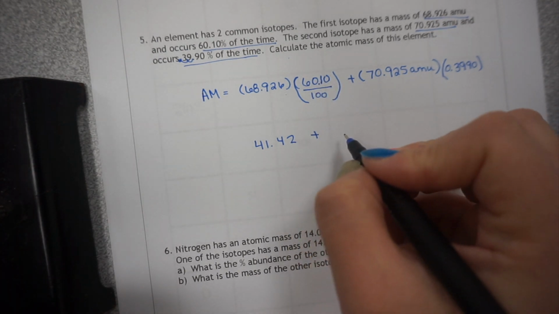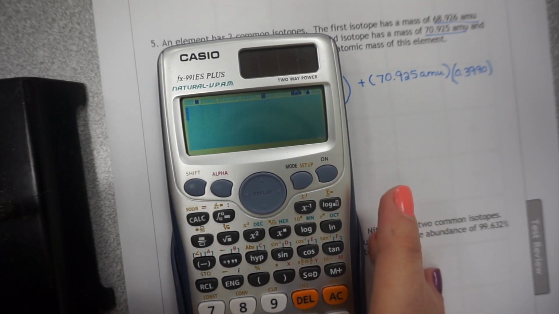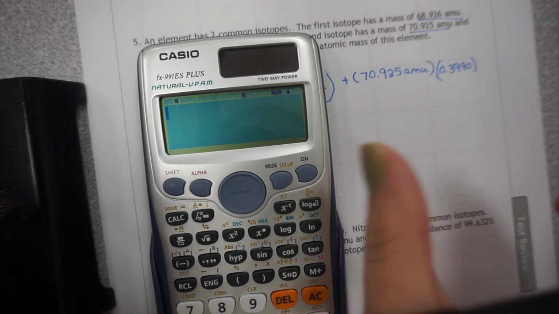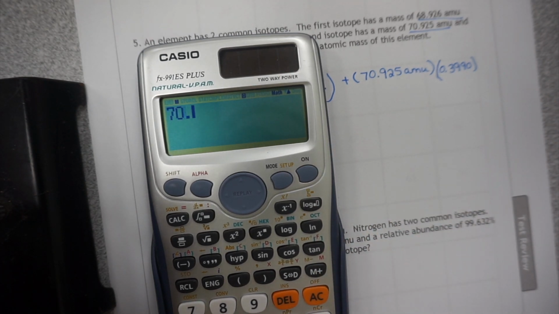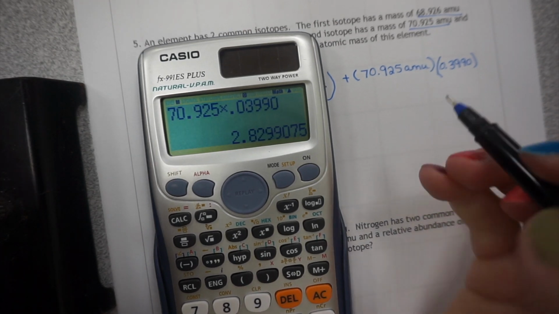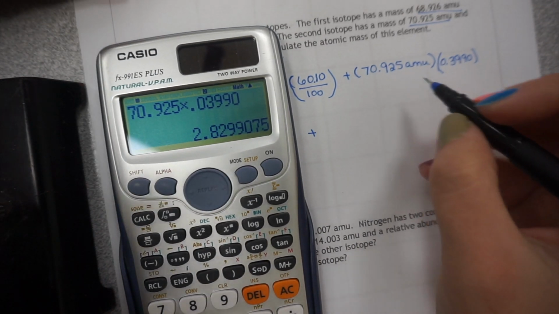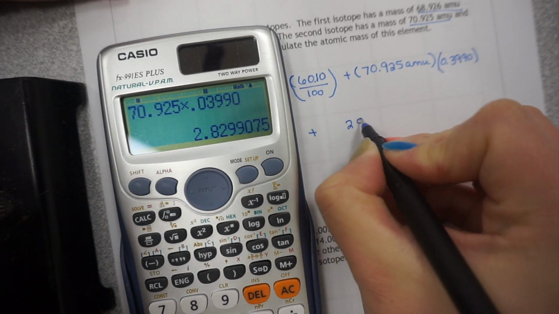Okay, all right, now we're going to do the second side. I like to separate and do the calculation a certain way, you do it however you want. So this is how I do it. 70.925 times 0.03990. So that's what I get. I'm going to write it with the correct significant figures. I'm going to put 20.